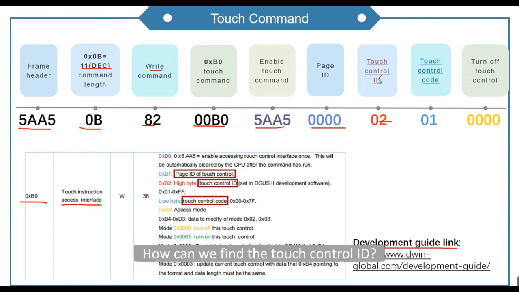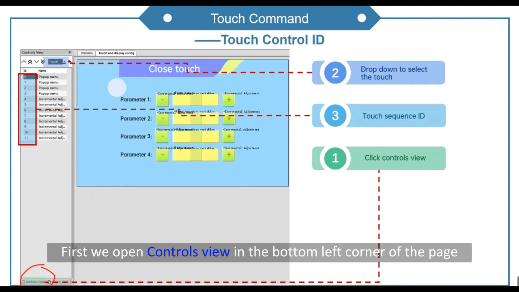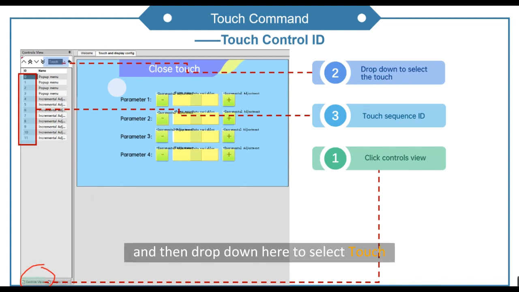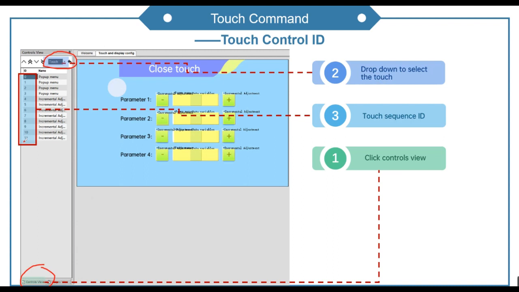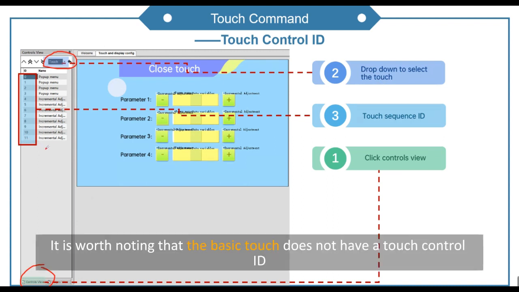How can we find the touch control ID? First, we open Controls view in the bottom left corner of the page. And then drop down here to select Touch. Finally, we can see the touch control ID. Here are the touch controls used in this demonstration. It is worth noting that the base touch does not have a touch control ID.